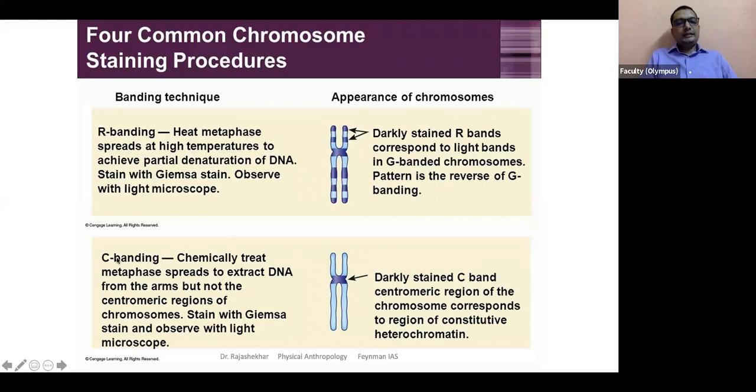Okay, the last one is C banding. C refers to centromere banding. They do some sort of treatment to the arms, leaving the centromeres. If you want to identify the specific location of the centromere, this banding method is better. Here also they use the Giemsa stain, but the difference is they chemically treat the arms, leaving the centromere. So the centromere receives the stain. Thereby, what do you see in this image? Only the centromeric portion gets stained. So identifying the centromeric region is the key idea here.